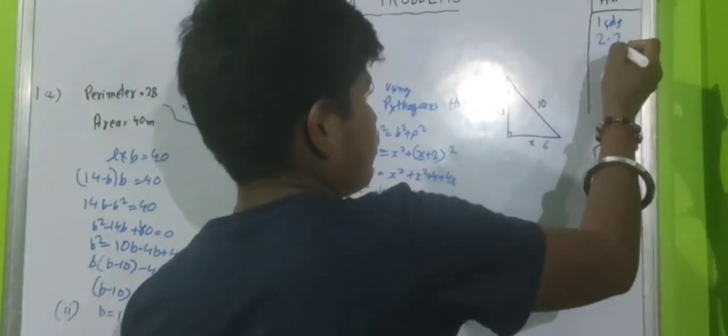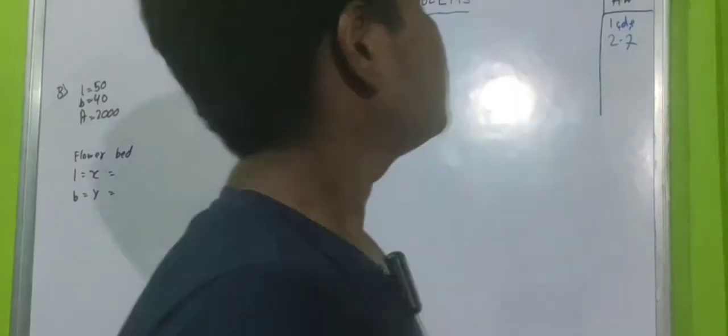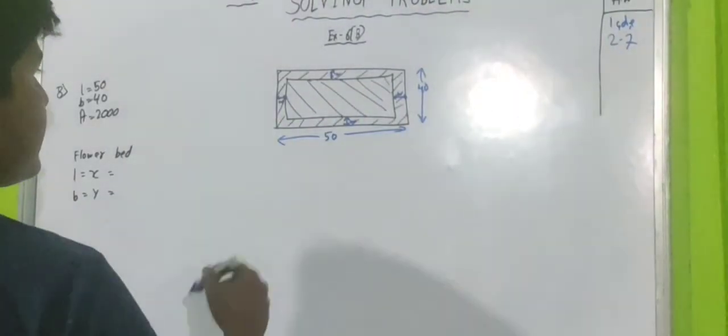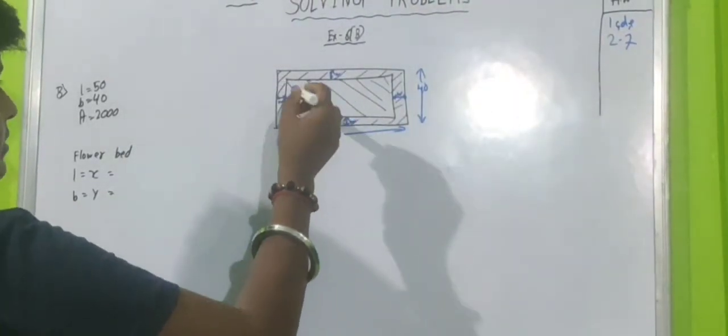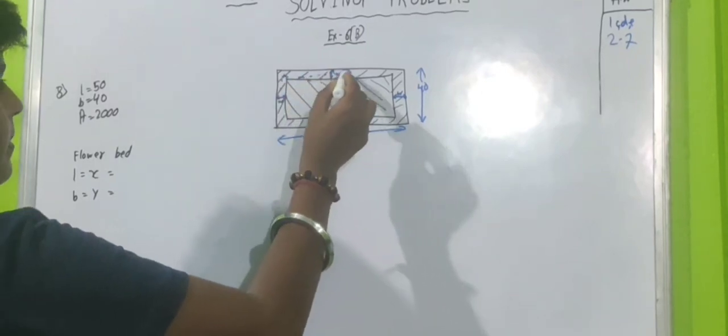Part 7 is homework. I will solve number 8. So in this question, this is the diagram. This is the gravel path.